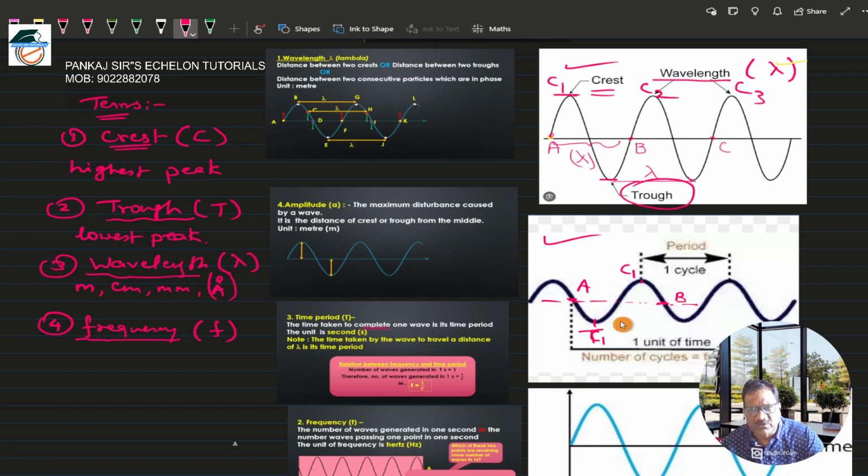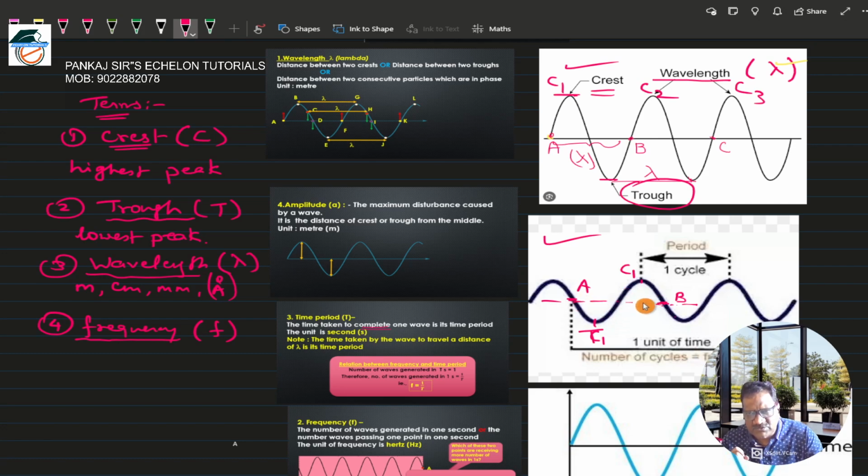So a single wave can be considered as the path covered from A to T1, then to C1, and then again to B. This path covered by the wave is taken as a single wave. If you want to count a wave, you will have to count it this way only. Starting from A, you go down to a trough, then to a crest, and then come back to the same level as A and stop here. That is one single wave, also known as one single cycle. It is known as a cycle or a wave.